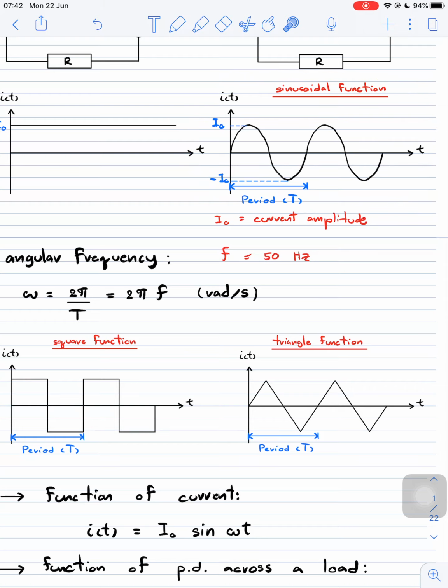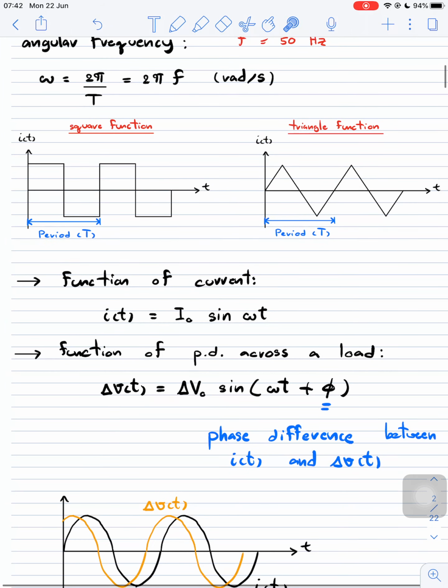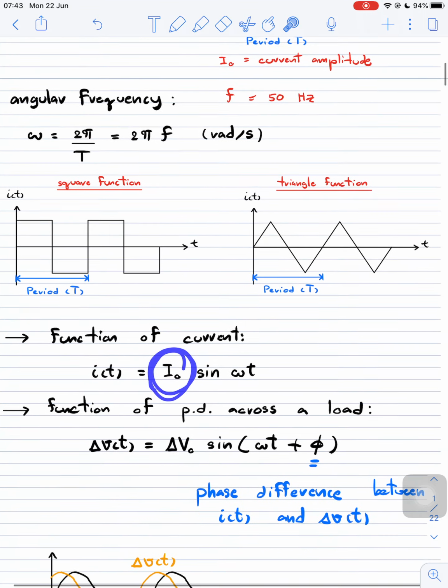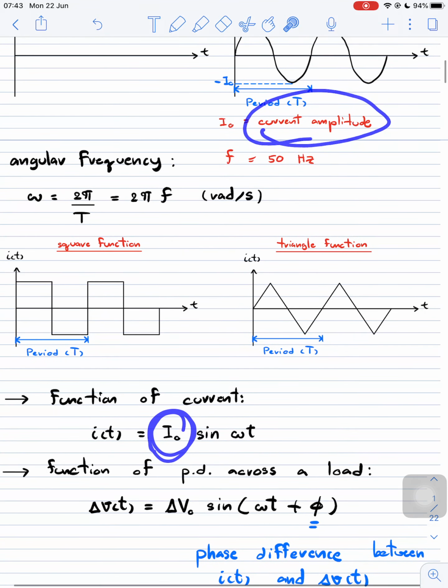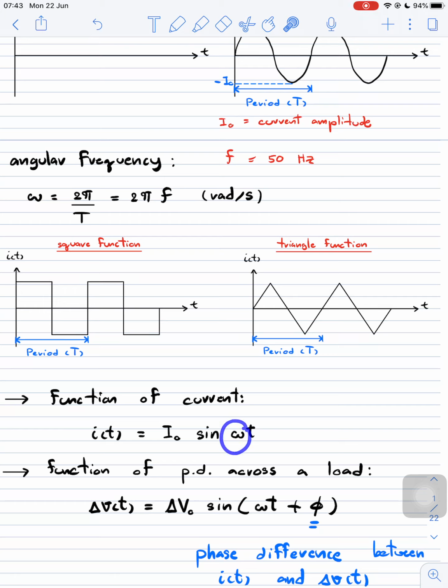So let's just write down the current as a sine function. Then we can have the current here equal to I naught times sin(omega t). So don't forget that the I naught here just represents the current amplitude, the maximum value of the current, and the omega just represents the angular frequency, which has the unit of radian per second here.